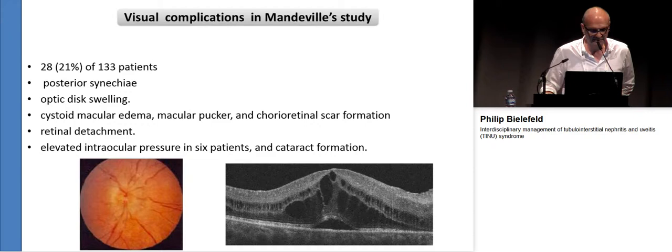This is an example with what is called optical coherence tomography, OCT, and you can see this is the retina, and you can see the cysts here in the retina, which enlarge the retina and which make the central vision very difficult. You also observe retinal detachment, elevated ocular pressure in 6 patients, which may be due to cortisone treatment.